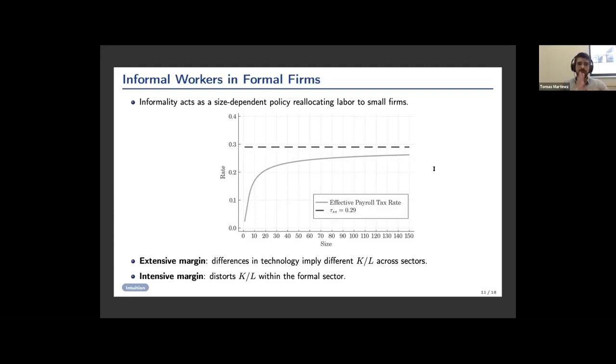So we already have two types of distortions here. The first type of distortion is, ignore financial friction for a moment. If you think that in a world where there are no distortions at all, those firms are going to equalize the capital labor ratio. Now, we have the extensive margin, which has a different type of technology. So these already imply different capital labor ratios across sectors, right? So this is one type of distortion. Now, the intensive margin is going to distort the capital labor ratio within the formal sector. So those are two types of distortions.